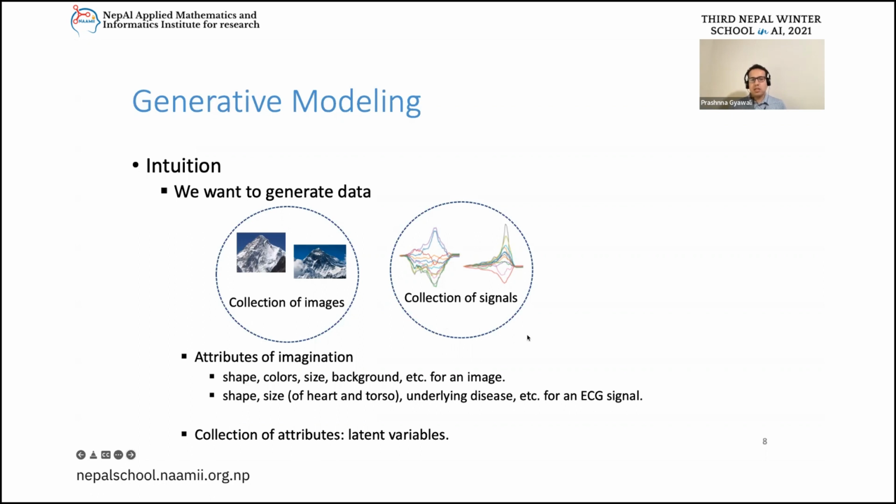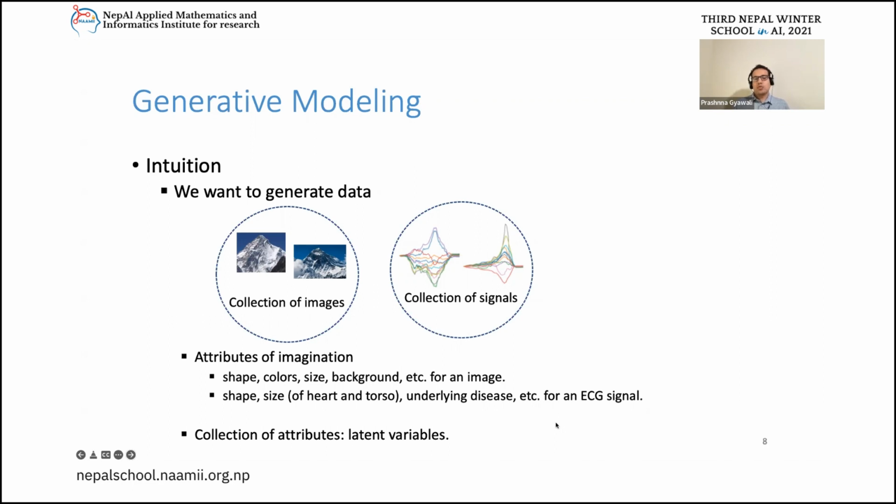For the signals, it could be quite difficult to imagine, because there is a certain physical meaning behind these signals. For instance, these signals are what we get when we attach the leads to the body, and the shape of the heart or shape of our body and the underlying disease would give rise to these signals. But in any case, even these signals have certain attributes. Now, these attributes are known as latent variables.